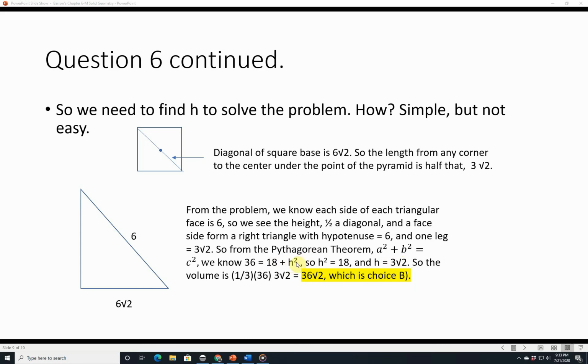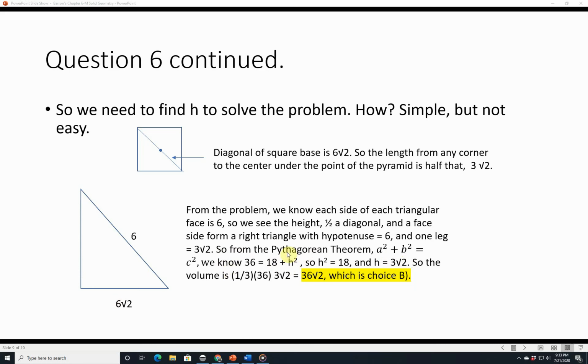Oh, and I messed up here too. This shouldn't be h. H should be the hypotenuse, but oh no, it's like that old joke. I thought I was wrong once, but I was mistaken. No, this is c. This is correct because this is h. It's the height here, not the hypotenuse. All right, hope you're hanging in there.